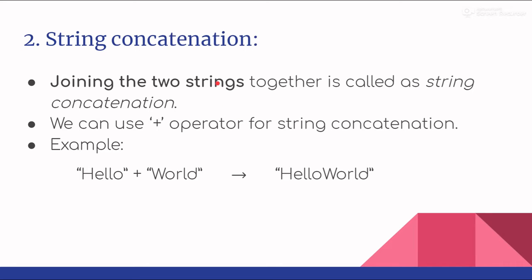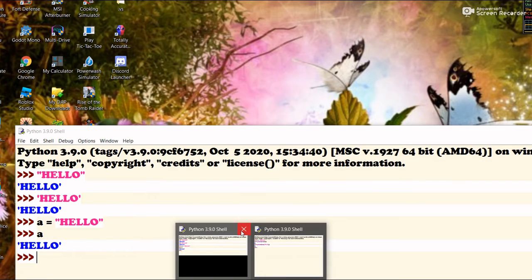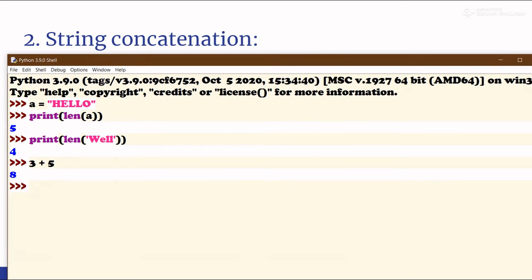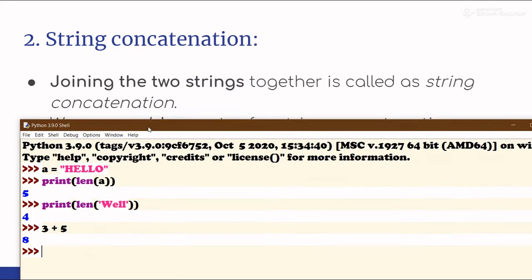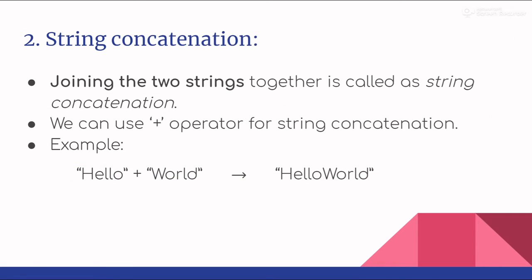Next operation is string concatenation. Now what is this? Let's see. Joining two strings together is called string concatenation. We can use the plus operator for string concatenation. So if you remember the plus operator, we used to do mathematical operations using it, right? Well, we can also use the plus operator on strings for string concatenation.